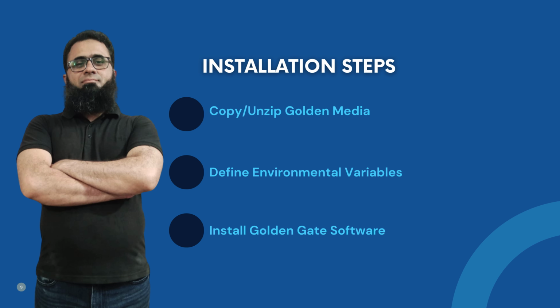These are the main steps to be performed for installing Oracle GoldenGate on a Linux platform. First I will copy the GoldenGate media, then I will define some environment variables, like defining the GoldenGate home and adding the GoldenGate home to the Linux path, and then I will install the GoldenGate software.